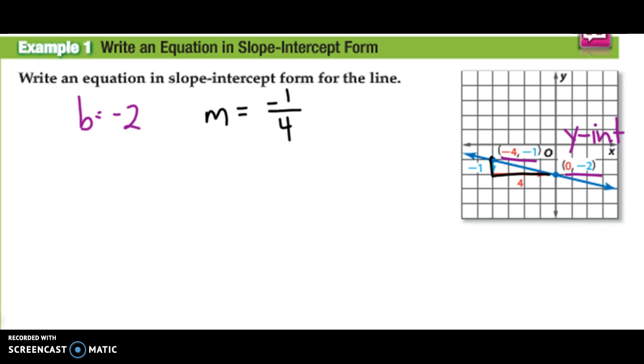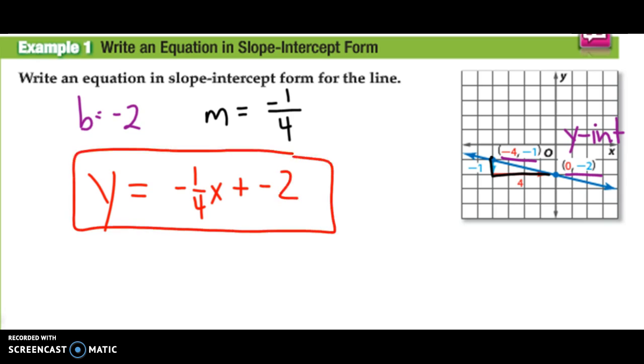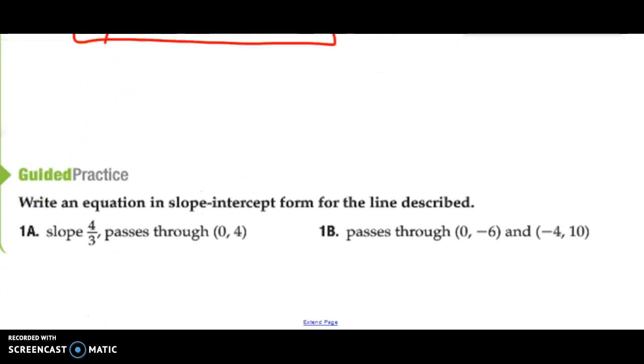So if we know m and we know b, we can see that our slope-intercept form is y equals -1/4 x plus -2. We could also write it as y equals -1/4 x minus 2 as well. Here's 2 guided practice problems that you can find now.